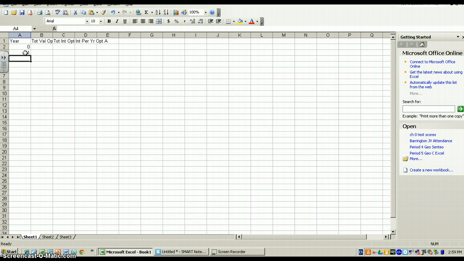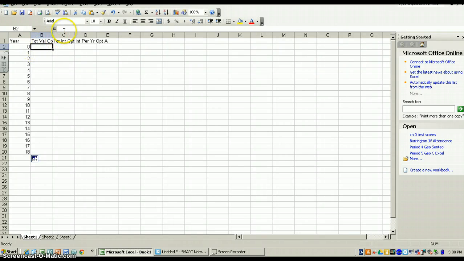Now I want to go back to box A3, and notice the little square in the bottom right corner. I'm going to drag that all the way down to row number 20, because row 20 will give us 18 years. It took the box above it and added 1 each time, so it went 0, 1, 2, 3, all the way down to 18. We're going to use this feature when we calculate the total value, the total interest, and the interest per year. So now let's talk about the total value.